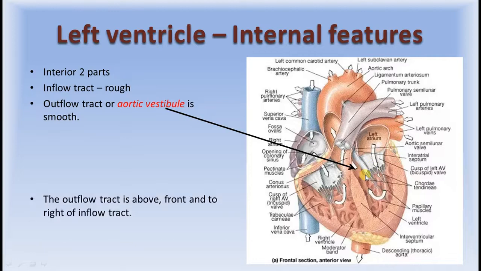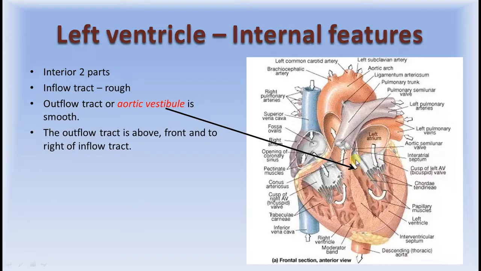The inflow tract and outflow tract are separated by the base of the anterior leaflet of the mitral valve, the subaortic curtain. So the bicuspid valve, the left AV valve, its anterior leaflet, the cut part you are able to see here, and the subaortic curtain. This separates the inflow tract from the outflow tract, and the outflow tract is situated above, in front, and to the right of the inflow tract.